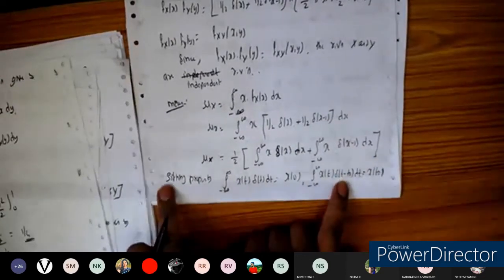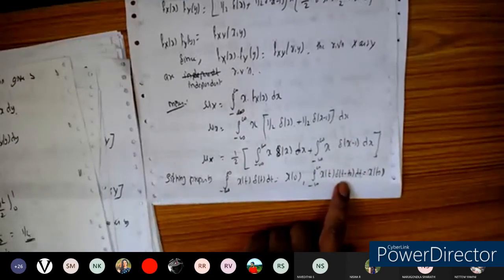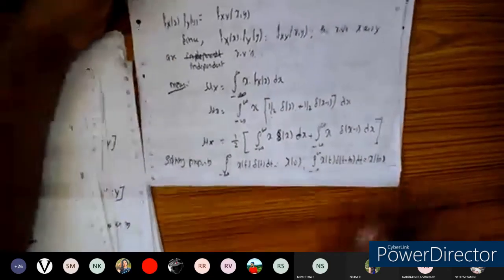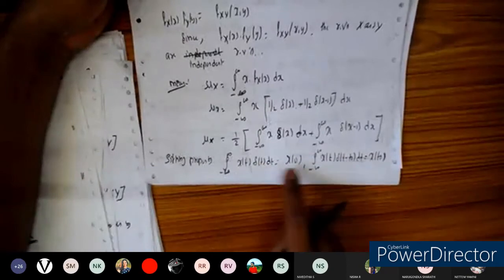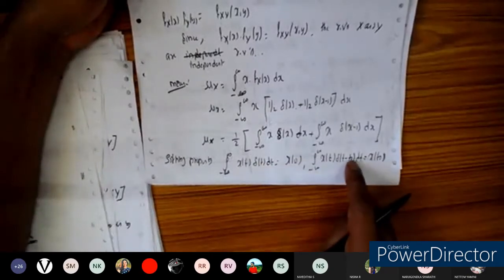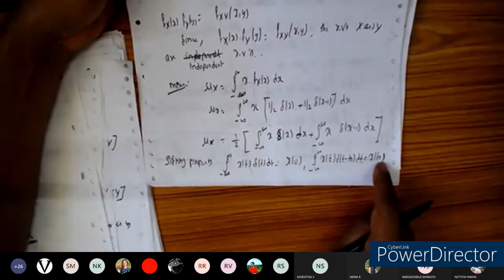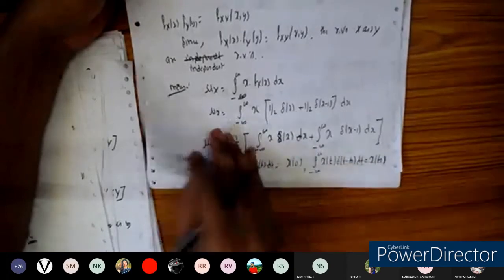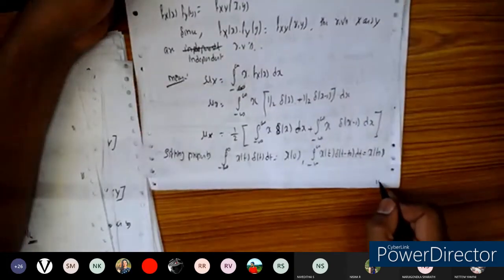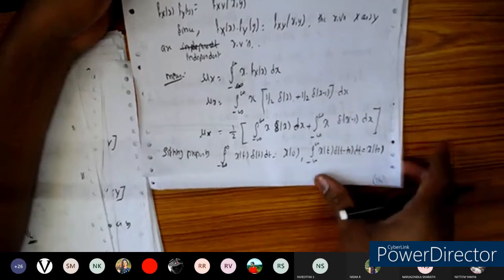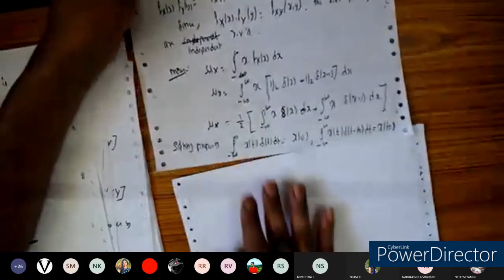So from the shifting property, we are going to apply the concept here. This is at t is equal to 0, that's why x of 0 comes here. This is at t is equal to t naught, that's why x of t naught came here. Understood now? Understood, right? Okay.